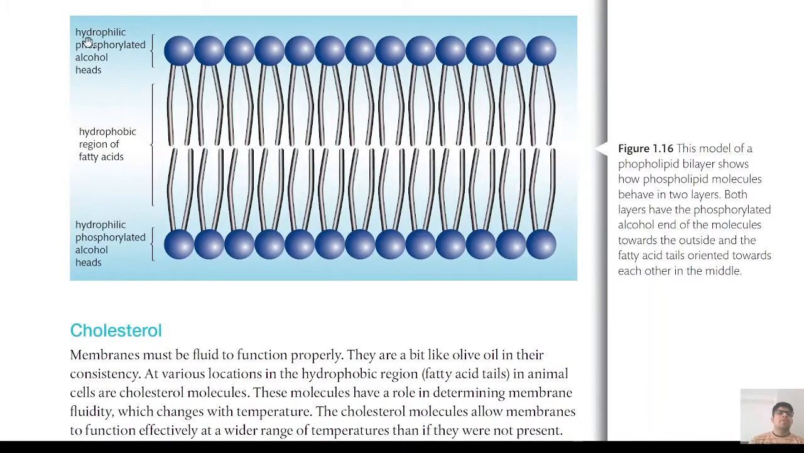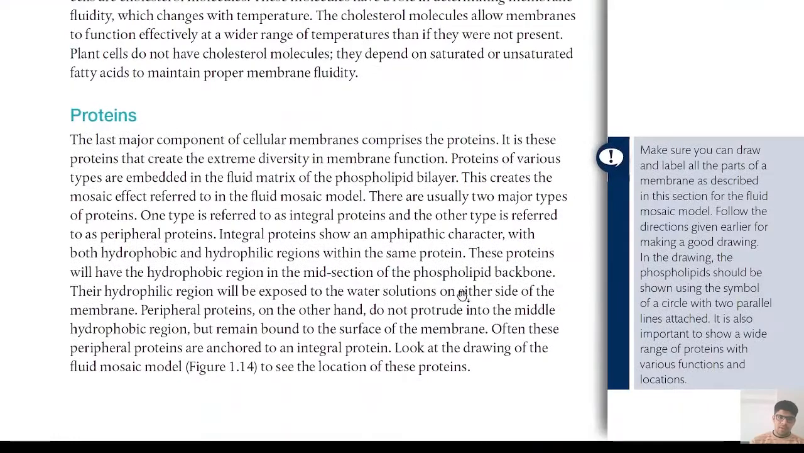So in the diagram, as you can see, the hydrophilic phosphorylated alcohol heads are shown here, and the hydrophobic region of fatty acids here, and the hydrophilic phosphorylated alcohol heads we have here, just like these are the same. And the model of the phospholipid bilayer shows how phospholipid molecules behave in the two layers. Both layers have the phosphorylated alcohol end of the molecules towards the outside, and the fatty acid tails oriented towards each other in the middle.